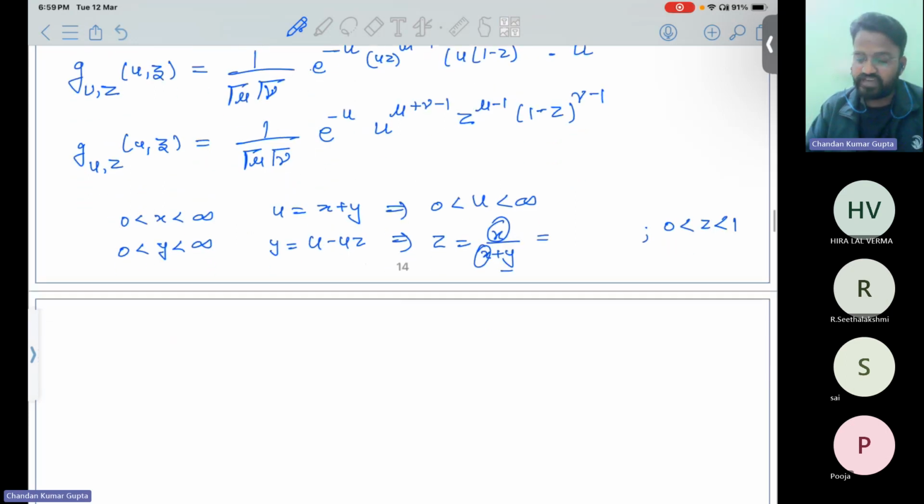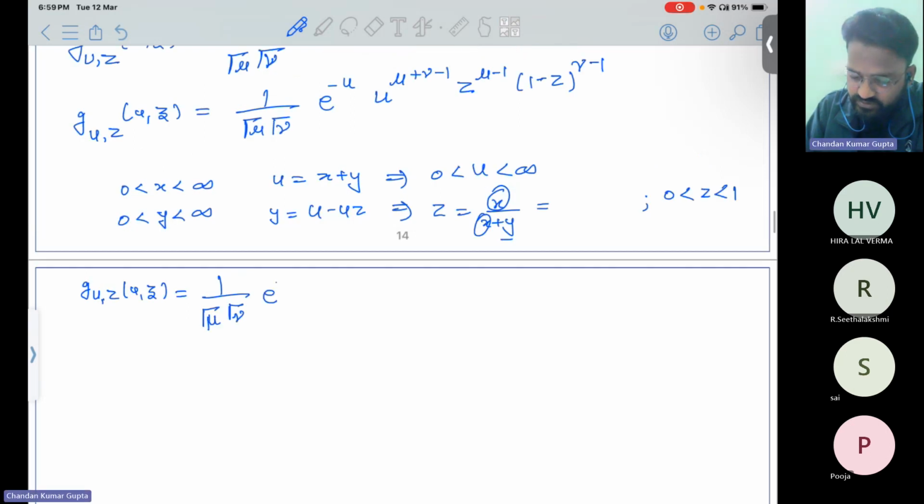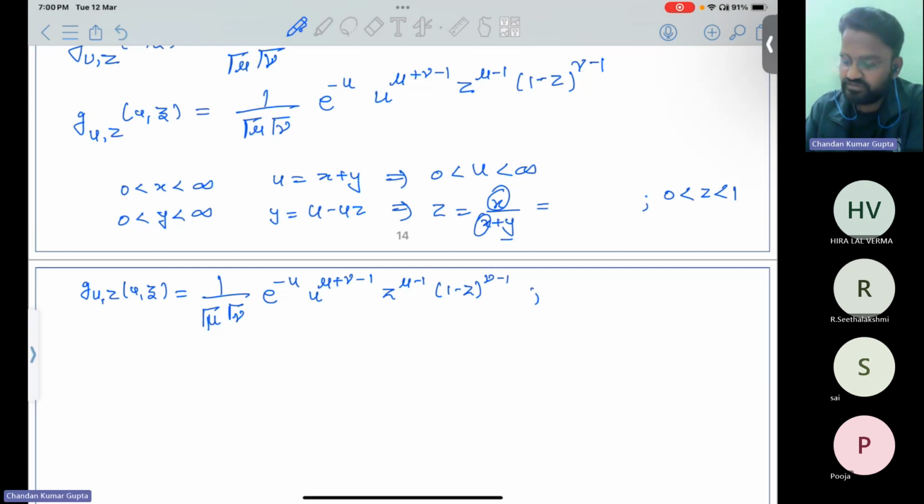So our final distribution is 1 upon gamma mu gamma nu, e to the power minus u, u to the power mu plus nu minus 1, z to the power mu minus 1, 1 minus z to the power nu minus 1, with this and this range.